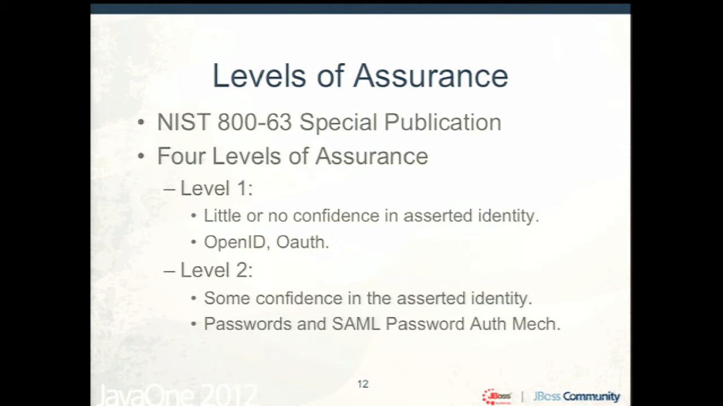So level 2 gives you a little more confidence than level 1. There is some confidence in the asserted identity. And password-based mechanisms like a username password fall under level 2. And if you use SAML assertions using password authentication mechanism, it also falls under level 2. So this is like a gold standard for choosing identity management standards. And you will see security practitioners use this term, level of assurance, a whole lot.